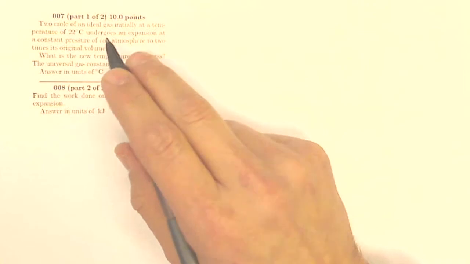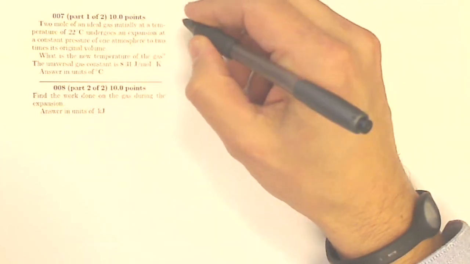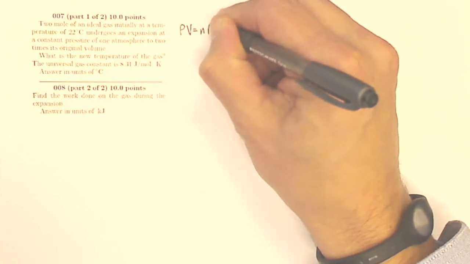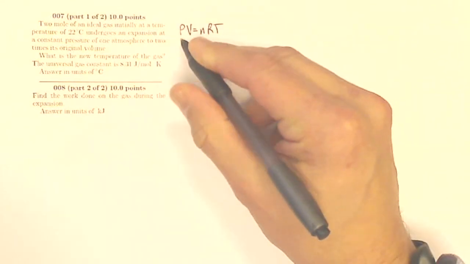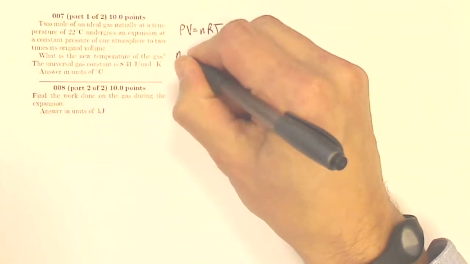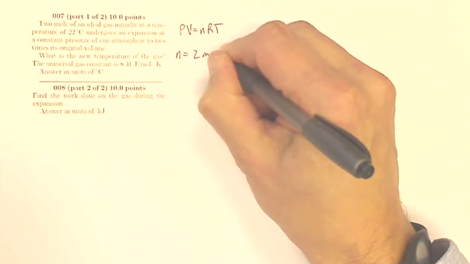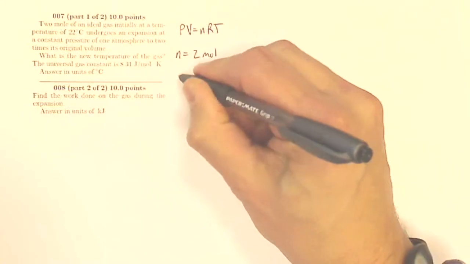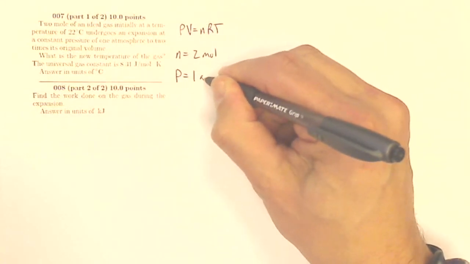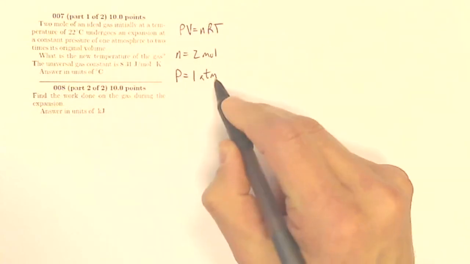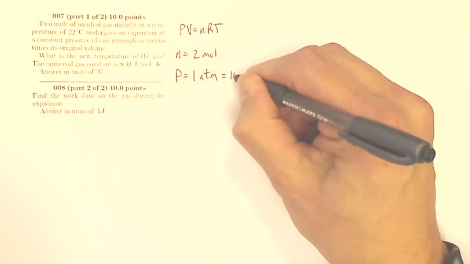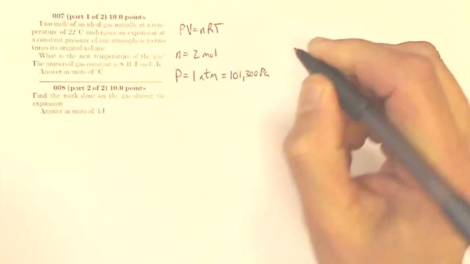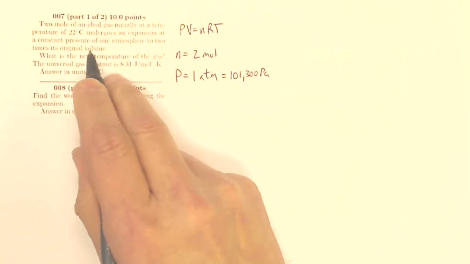Okay, so the first way to think about this is you could do a PV = nRT problem. You know the 2 moles, so N equals 2 moles. The pressure is 1 atmosphere, which you can convert to pascals. That's 101,300 pascals.